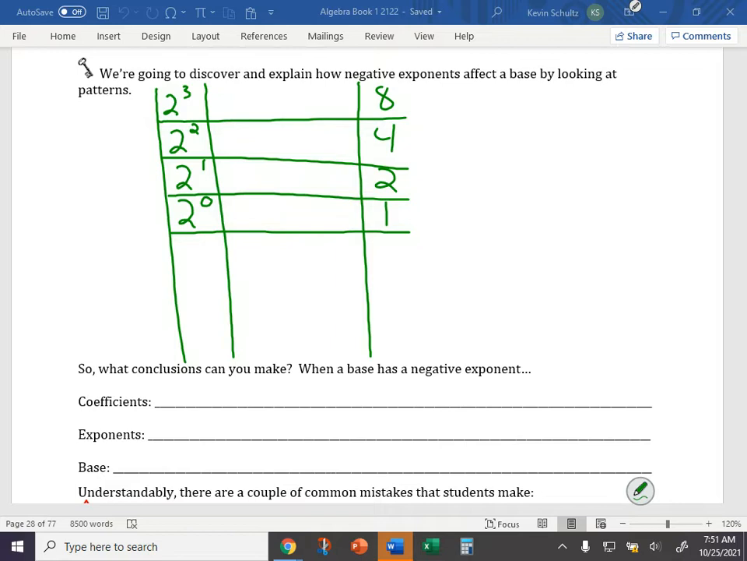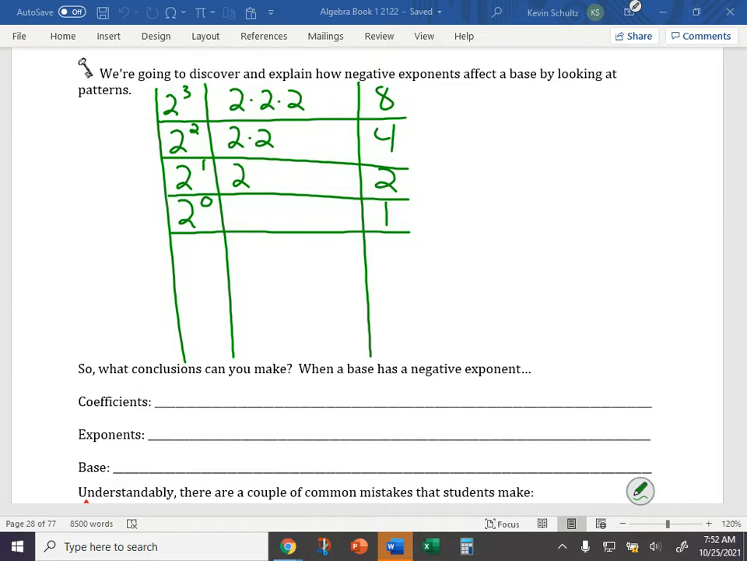It makes sense why this is happening, because if we look back at expanded form, 2 cubed is 2 times 2 times 2, right? That's how we get to the 8. 2 squared is 1 less 2. So it's going to be half the value of 2 cubed because we're not doubling a third time, right? 2 to the first is just a 2. We're not doubling that again, which is why 2 is half of 4. Then here's where the patterns kick in, and 2 to the 0 power is really not an expanded form. It's just 1.